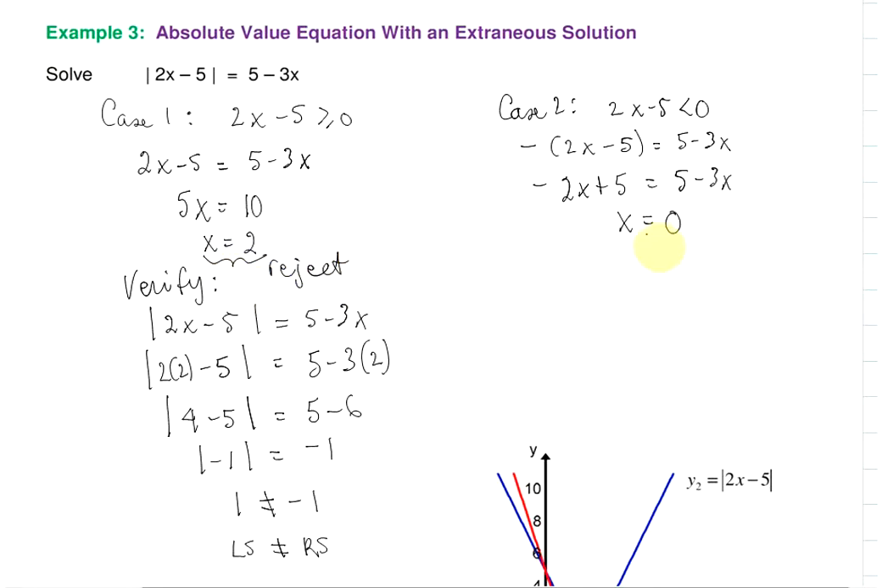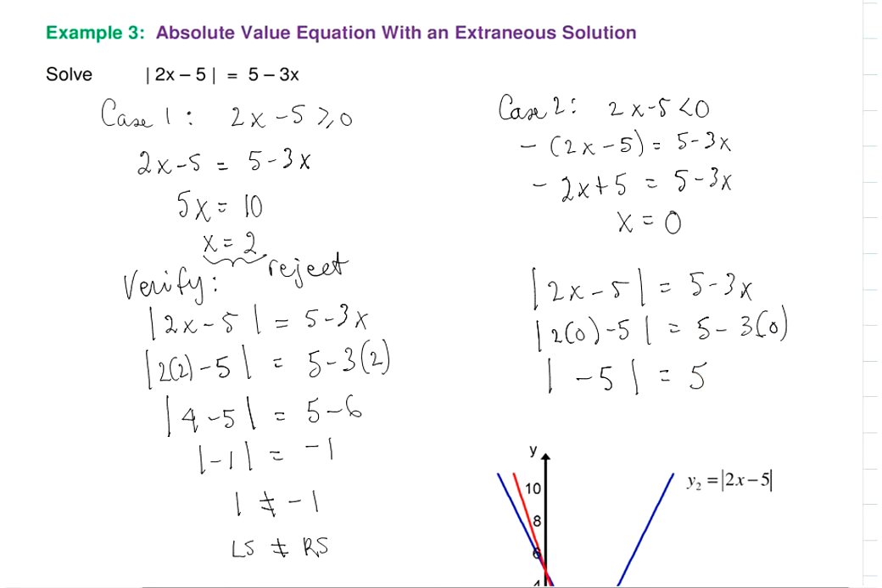Okay, so let's verify where x equals 0 back into the original equation. So write that out. Substitute in 0 for x. Simplify inside the absolute value sign. You have 2 times 0 is 0, 0 minus 5 is negative 5. And on the right we have 5 minus 3 times 0, so 3 times 0 is 0, so 5 minus 0 is 5. Okay, absolute value of negative 5 is 5, and so 5 does equal 5, so the left side equals the right side.